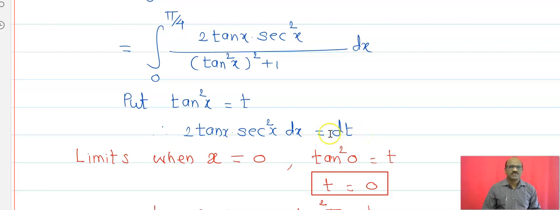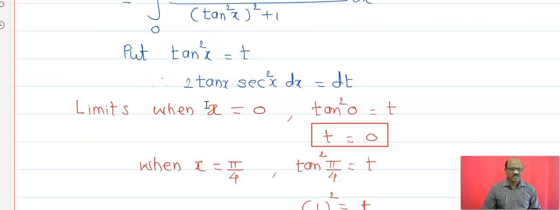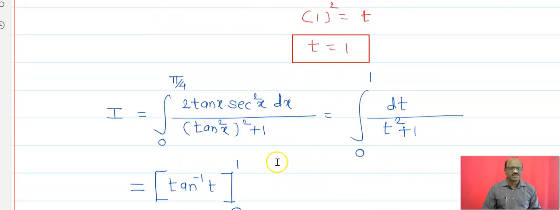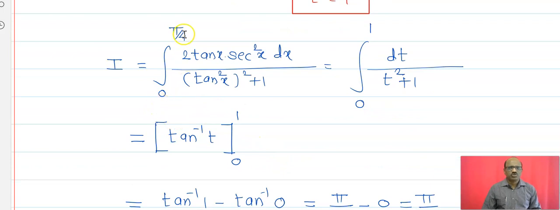Now we'll change the limit. When the lower limit is x is equals to 0, tan square 0 is 0, therefore t is equals to 0. When x is equals to pi by 4, if we substitute x is equals to pi by 4, tan of pi by 4 is 1, 1 square is 1, and therefore the upper limit is 1. Therefore our integral I is equals to integral 0 to pi by 4, 2 tan x into sec square x into dx upon tan square x bracket square plus 1, that equals integral 0 to 1 dt upon t square plus 1. And what is the integral of this? This is the tan inverse of 0 to 1.